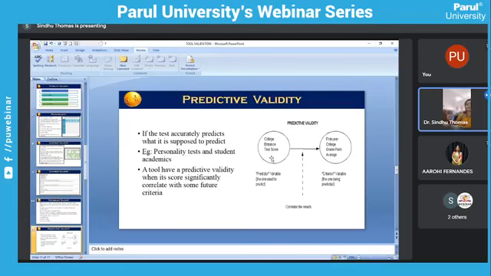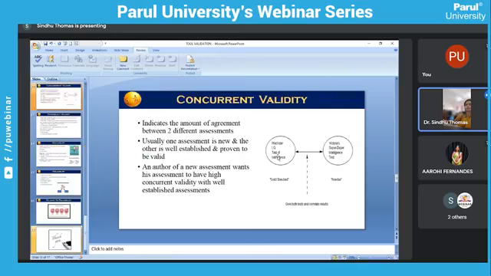Predictive validity, we already discussed that, based on the score of the tool that has been developed, we are able to predict the future of the samples. For example, the common entrance test, CET, can make us understand whether the student is capable of scoring better in the upcoming professional course or any other course.